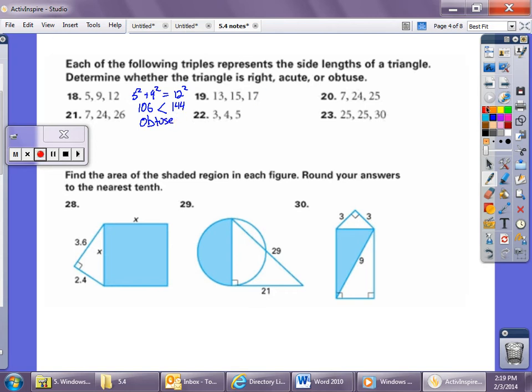If you look at 19, the two smaller sides, so you do 13 squared plus 15 squared compared to 17 squared. So 13 squared plus 15 squared is 394, and 17 squared is 289. Well, this is greater, so this is acute since A and B are bigger. And if you look at 22, 3 squared plus 4 squared equals 5 squared. Well, this is 25, this is 25, that's equal, this is right.